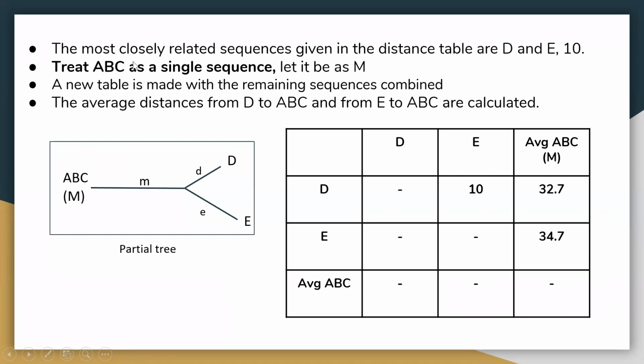First of all, we have to find the most closely related sequences given in the distance table. From the previous table, we know that the closely related sequence is D and E. Therefore, the distance is 10. Now, we have to treat ABC as a single sequence. Therefore, we call it as M. A new table must be made with the remaining sequences combined. The average distances from D to ABC and from E to ABC are calculated.